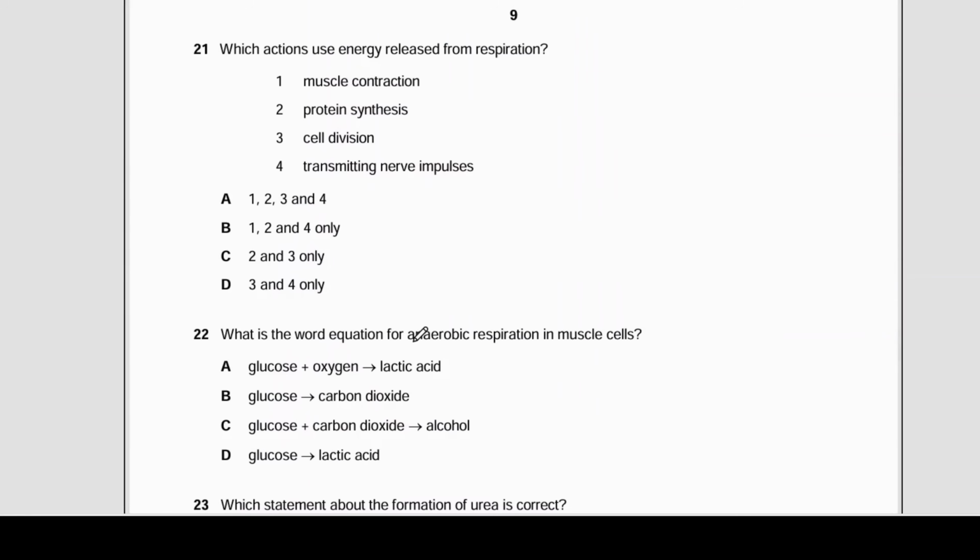Okay, which actions use energy released from respiration, which are the active processes? Muscle contraction, do they need energy? Yes. Protein synthesis? Yes. Cell division? Yes. Yes, all of them. Transmitting nerve impulses is also an active process, so it's A. What is the word equation for anaerobic respiration in muscle cells? So there is no use of oxygen, glucose directly into lactic acid.